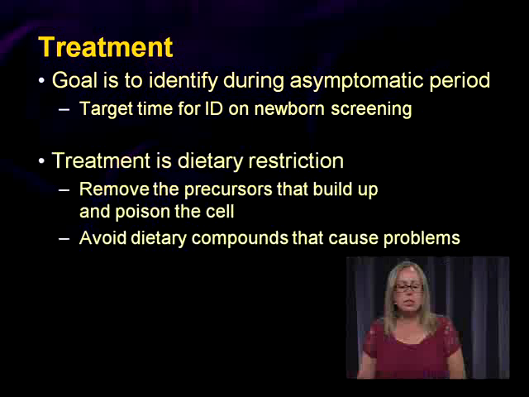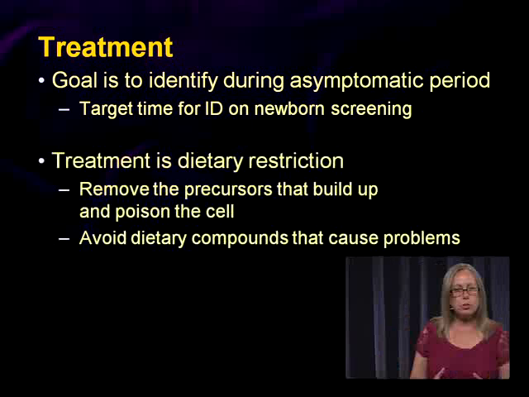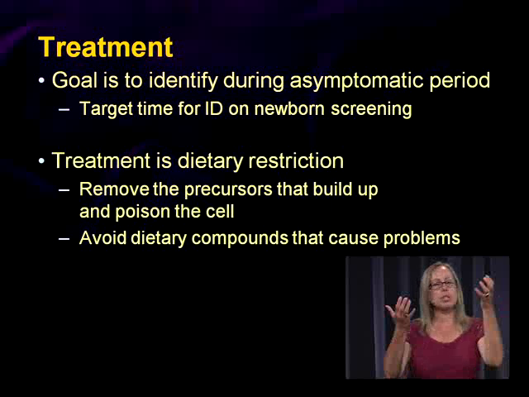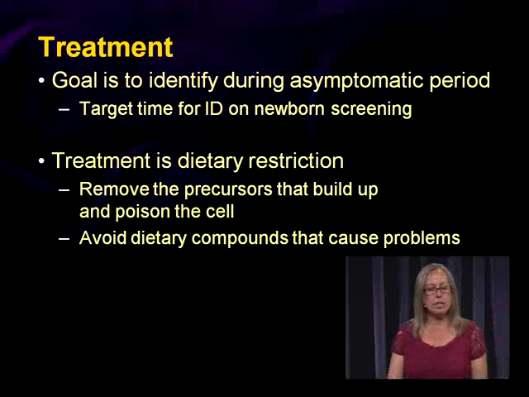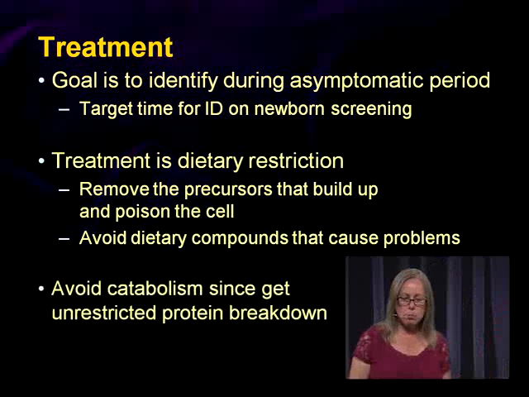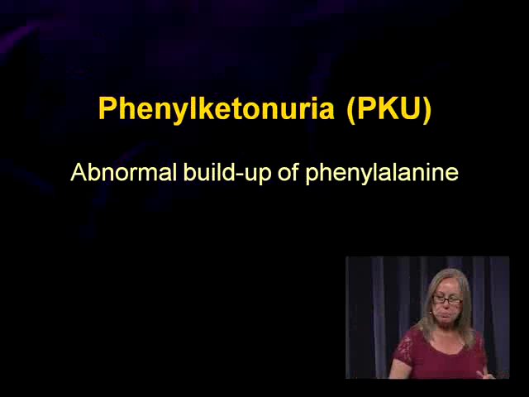The treatment is dietary restriction, so you want to remove the precursors that build up and poison the cell, because that one block is there, A and B is going up, so you want to decrease how much of A and B is going into the system. And you want to avoid any dietary compounds that cause problems. And you want to avoid catabolism when you can, because then you get some unrestricted protein breakdown just from your body. So we'll talk about PKU, which is an abnormal buildup of phenylalanine.